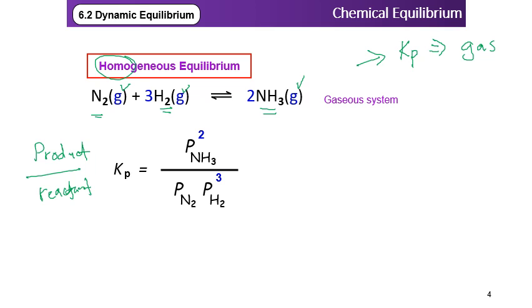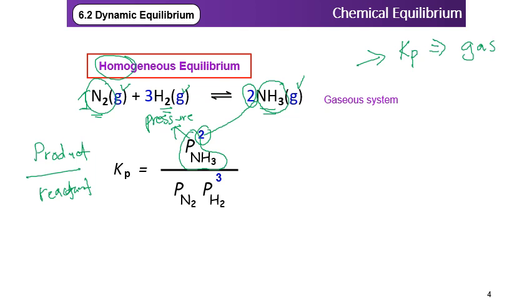Okay, so the product for this case is the ammonia. That's why I write P NH3. This P here represents pressure and NH3 is the product. This 2 represents the coefficient. Okay, divided by, because in this equation we only have one product, we can continue with dividing by the reactants. There are 2 reactants in this equation, nitrogen.